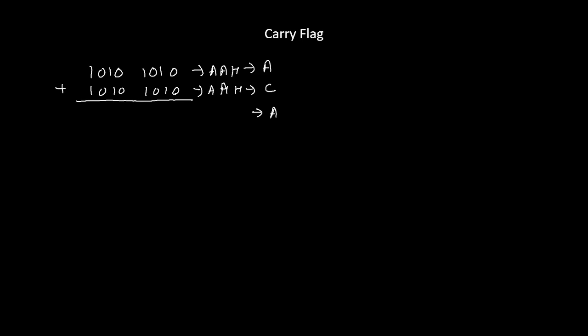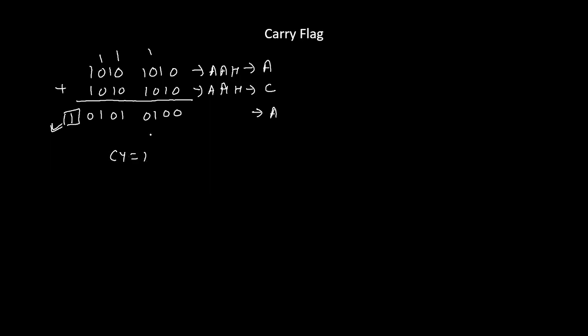So let's perform the addition. 0 plus 0 is 0, 1 plus 1 is 0 with carry 1, 1 plus 0 plus 0 is 1, 1 plus 1 is 0 with carry 1, 1 plus 0 plus 0 is 1, 1 plus 1 is 0 with carry 1, 1 plus 0 plus 0 is 1, 1 plus 1 is 0 with carry 1. So in this case, we got an extra bit. In 8 bit addition, we got a 9th bit. Then in this case, our CY flag will become 1.